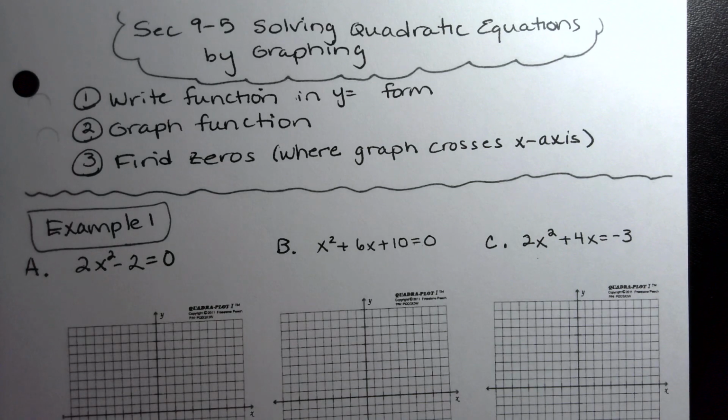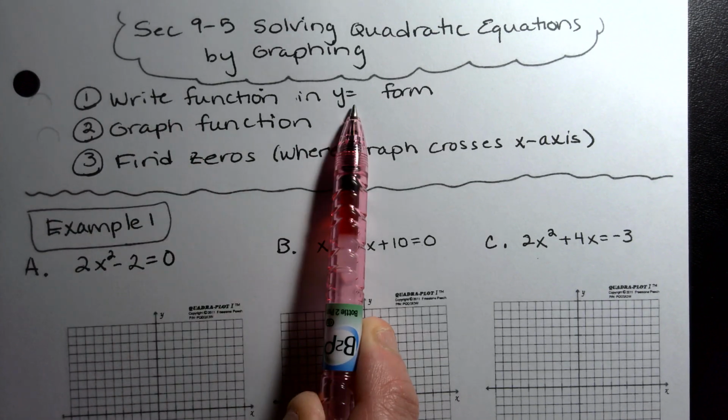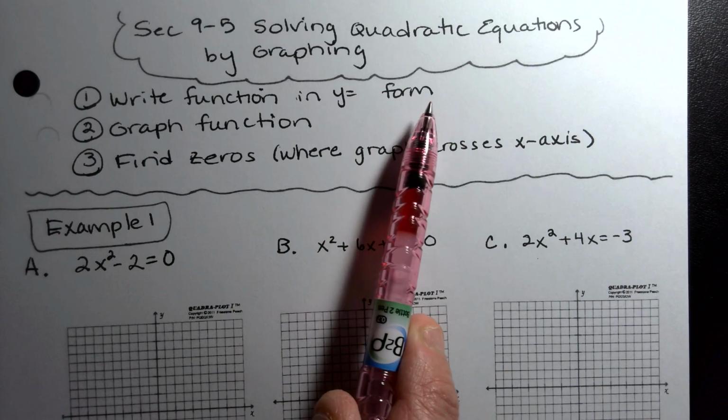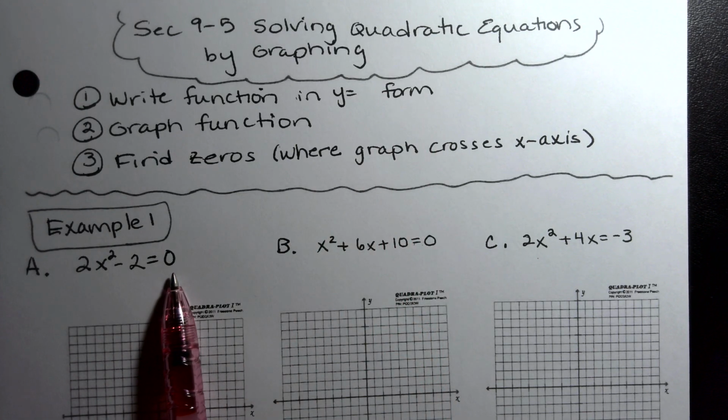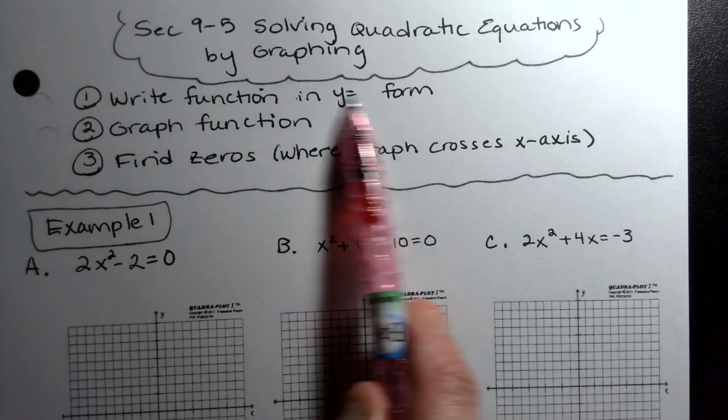Okay, so we've got section 9.5, solving quadratic equations by graphing. We were practicing graphing them before, and now we're looking for the solutions, which I hope you remember where we locate. Step 1, you have to write the function in y equals form. Granted, you're going to have a 0 in here because you're solving, so just make sure you get everything on the other side. That's what I'm referencing when I say that.